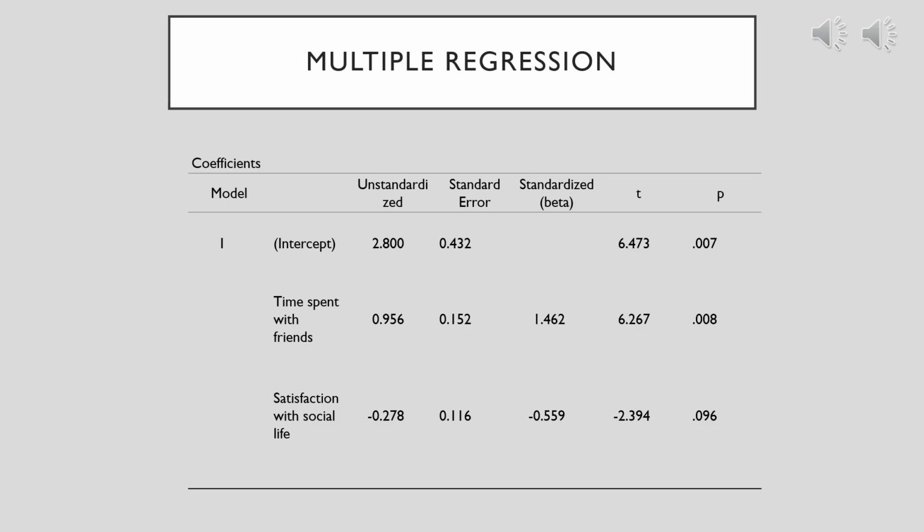And you can think about why that might be, right? Well, time spent with friends and satisfaction with social life, there's going to be overlap between those two variables. And so it turns out that time spent with friends is actually a much better predictor of happiness, whereas satisfaction with social life, originally its effects on happiness were more to do with the fact that it overlapped with time spent with friends. And so when you take out the effect of time spent with friends, satisfaction with social life is no longer a significant predictor of happiness.